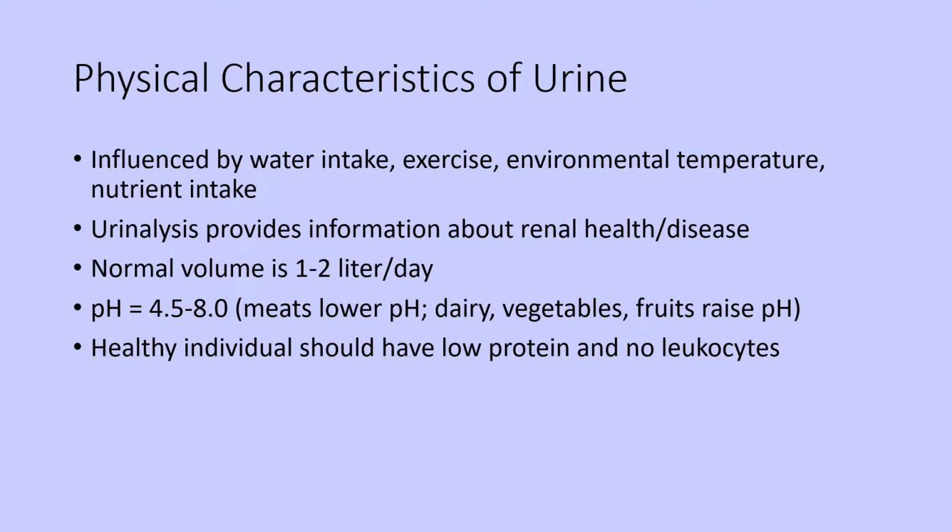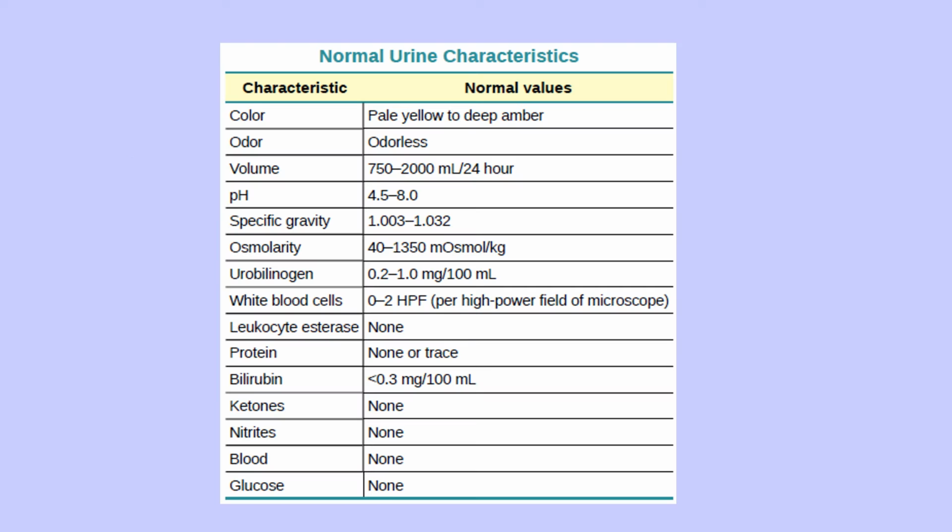The normal volume of urine, the amount that's produced per day, is on average 1 to 2 liters per day. The pH varies widely. It's anywhere from under normal conditions, pH 4.5 to pH 8. And like I said earlier, your nutrient intake, what you're eating, can influence that. If you eat a lot of meat, it tends to lower the pH. If you eat a lot of dairy products, a lot of vegetables, a lot of fruits, that often raises the pH. A healthy individual should have very low, if any, protein and no leukocytes in urine.